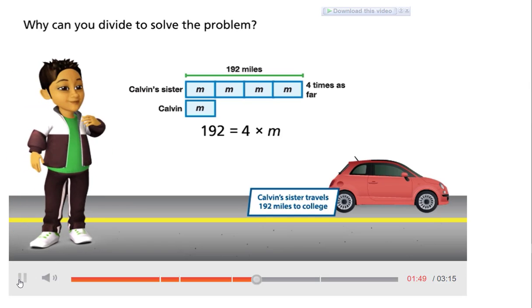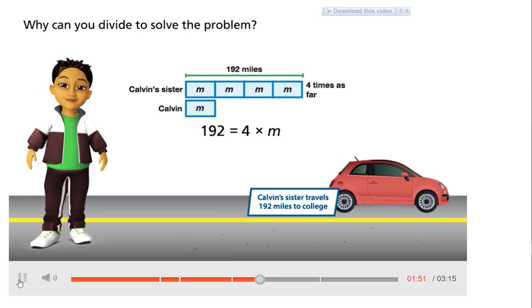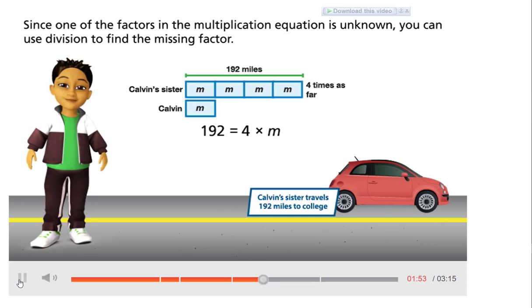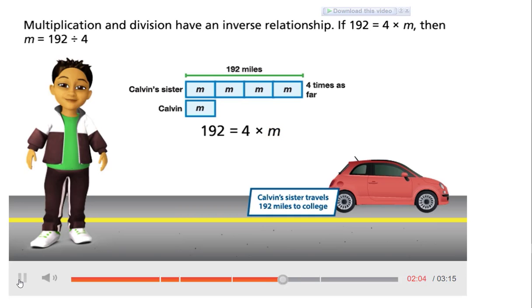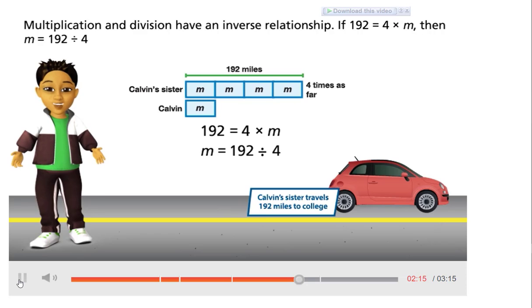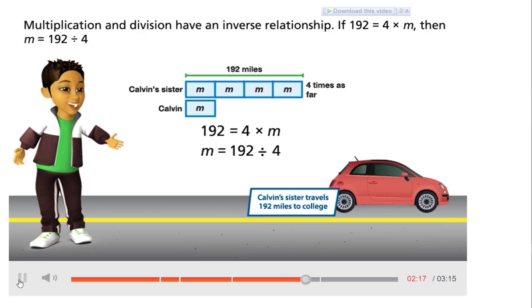Why can you divide to solve the problem? Since one of the factors in the multiplication equation is unknown, you can use division to find the missing factor. Multiplication and division have an inverse relationship. If 192 equals 4 times m, then m equals 192 divided by 4. Just like you solved the equation 12 equals 4 times m by dividing 12 by 4.